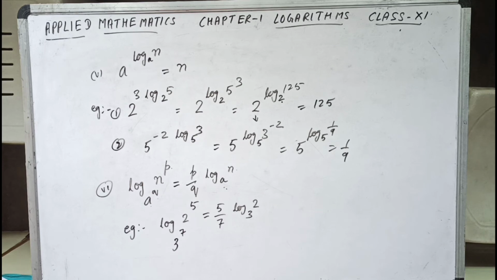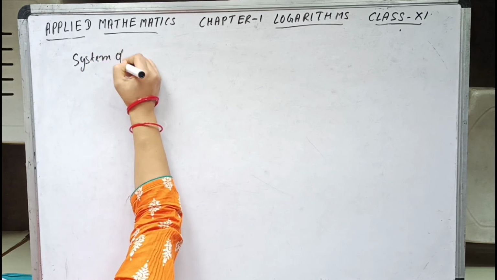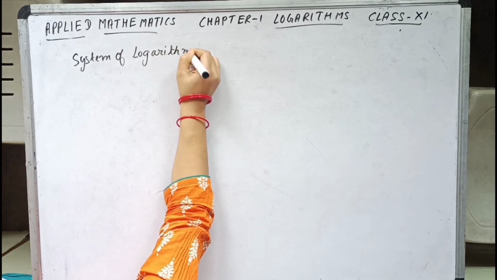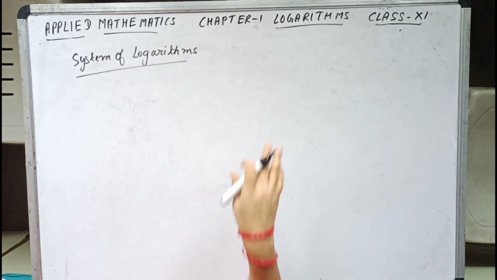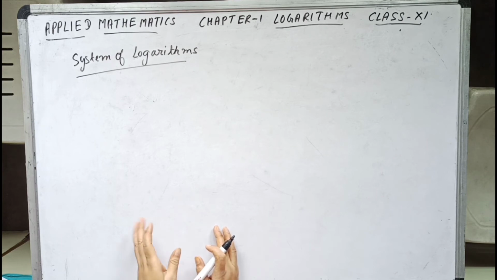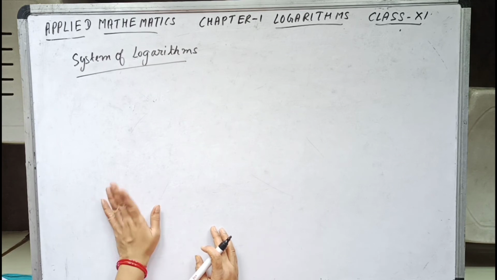Now let us understand some systems of logarithm, that is the common logarithm and natural logarithm. Let us move to systems of logarithms. Now whatever we have done till now, in many of the formulas we haven't mentioned the base. Whenever the base is not mentioned, we will understand it is natural logarithm.